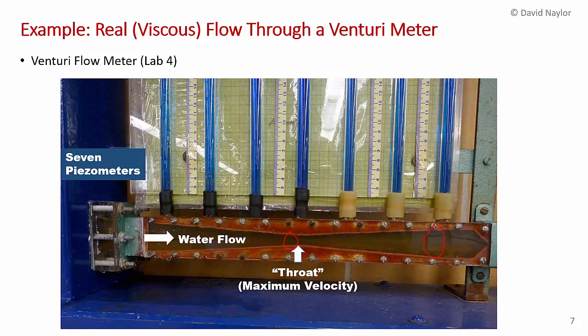There's also 7 piezometers here, and so we can actually make a measurement of the hydraulic grade line, see how high the fluid rises in those piezometers, and compare that to what the Bernoulli equation would predict for an ideal inviscid flow. That's one of the objectives of the lab. But it's nice today to show this in order to explain the concepts of hydraulic grade line and energy grade line for actual flows.